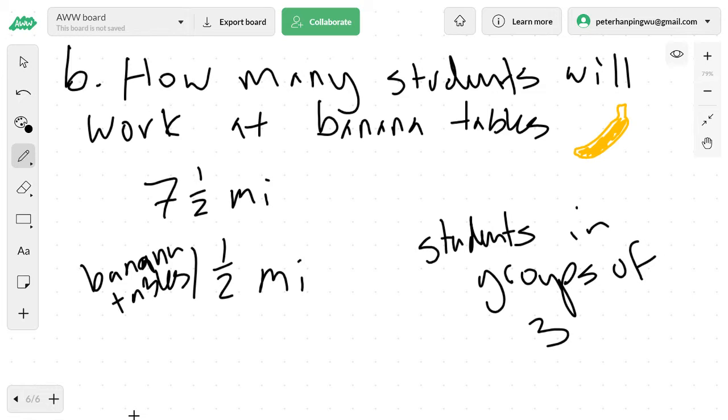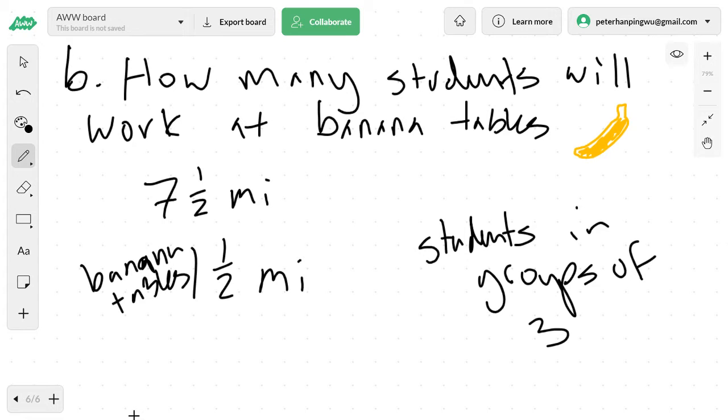So our question is, how many students will work at the banana tables? My first question here is, do we know how many banana tables there are? We don't. We only know that they're every 1.5 miles and that the race is 7.5 miles. We know that at each table, there's going to be 3 students. So we're going to take however many tables we have and have 3 students for each table. But we first have to figure out how many tables there are.